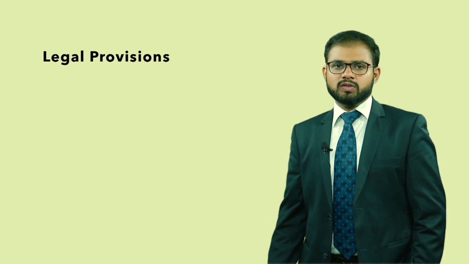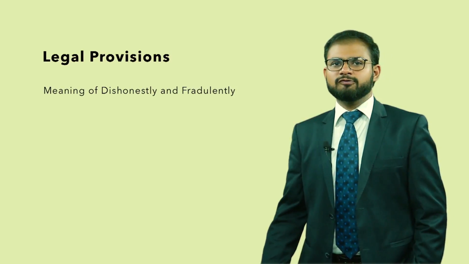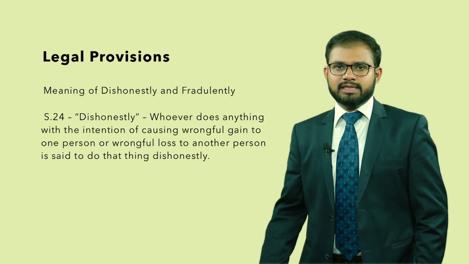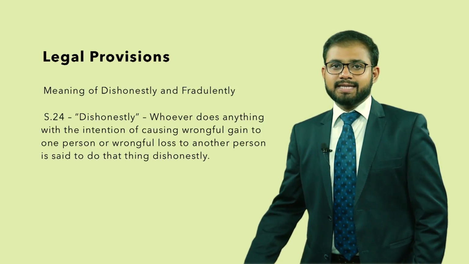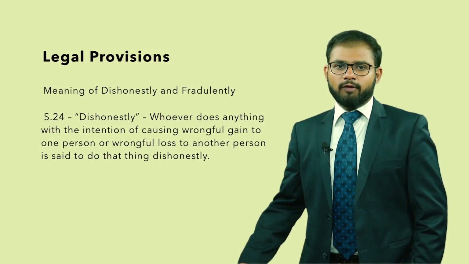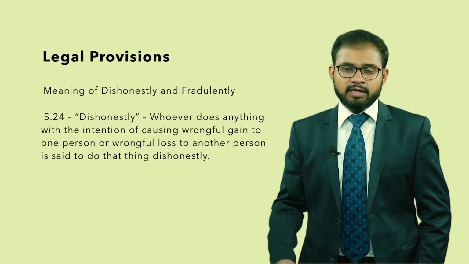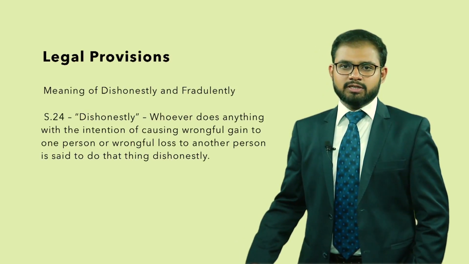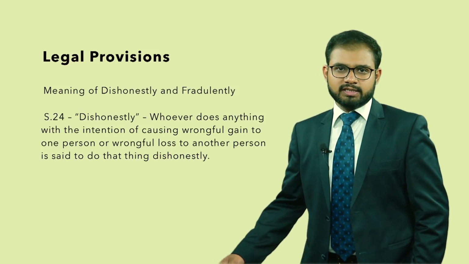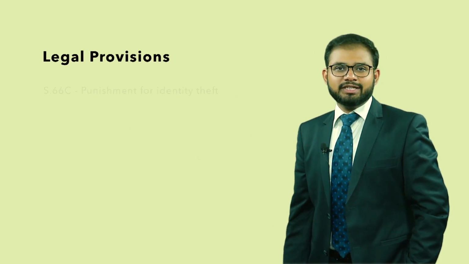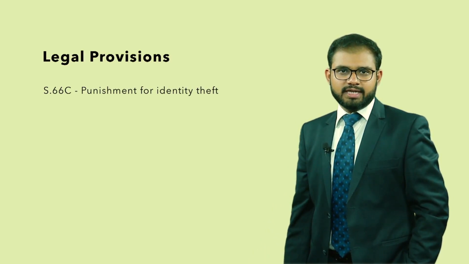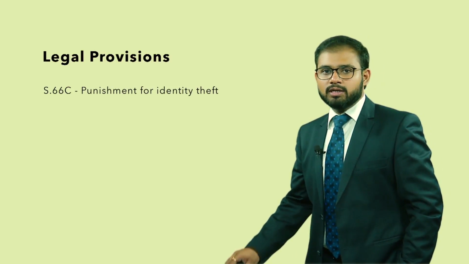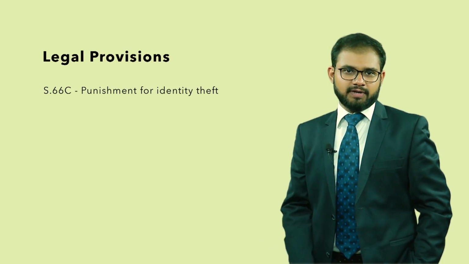Now just to throw some light on what do you mean by dishonestly and fraudulently, as per section 24 of the Indian Penal Code, dishonestly means whoever does anything with the intention of causing a wrongful gain to one person or a wrongful loss to another is said to be doing that thing dishonestly. Moving on to the section 66B of the Information Technology Act. It provides for punishment for dishonestly receiving a stolen computer resource or communication device.